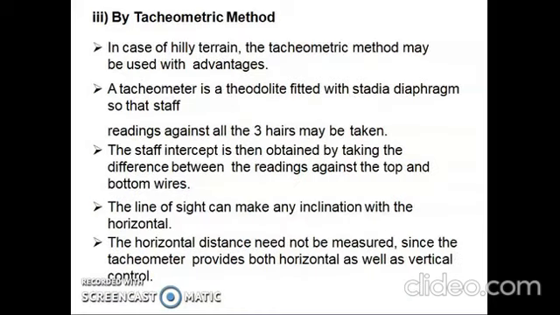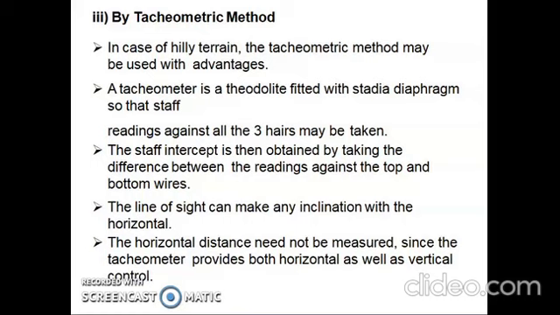The third method that is used for contouring is the tachyometric method. In case of hilly terrain, the tachyometric method may be used with advantage. A tachyometer is a theodolite fitted with a stadia diaphragm so that staff readings against all the 3 hairs may be taken. The staff intercept S is then obtained by taking the difference between the readings against the top and bottom wires. Like with a dumpy level, we take only one reading, the one that intersects the middle hair of the telescope.